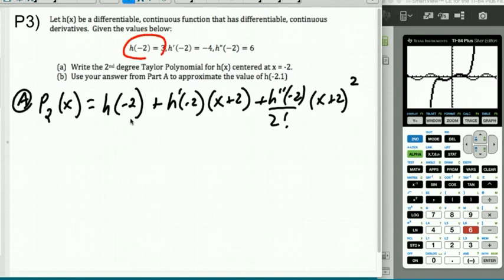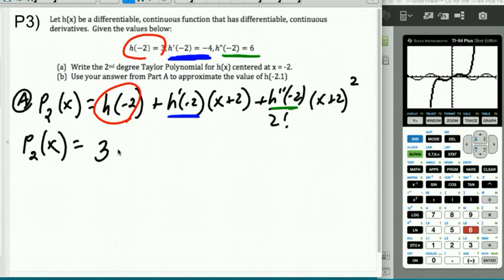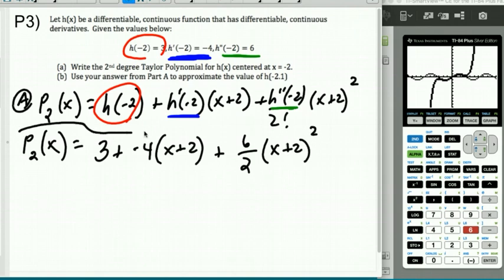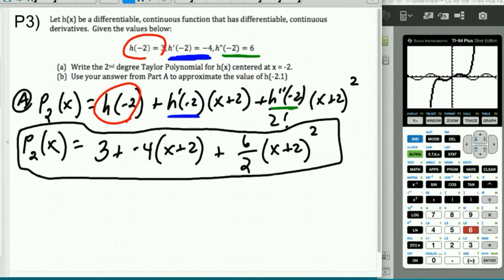Well, I'm given h of -2, right? I'm given h prime of -2, and I'm given h double prime of -2. So again, most of the work that you had to do in the other examples, you just don't have to do here. You're just looking it up, right? So this is a 3 plus a -4 times the quantity x plus 2. Plus a 6 over 2. Again, you can leave it as a 6 over 2 if you want. It doesn't matter. Times an x plus 2 quantity squared. So that's my part A. Again, if you want to simplify 6 over 2, you certainly can, but that's not a requirement, right?